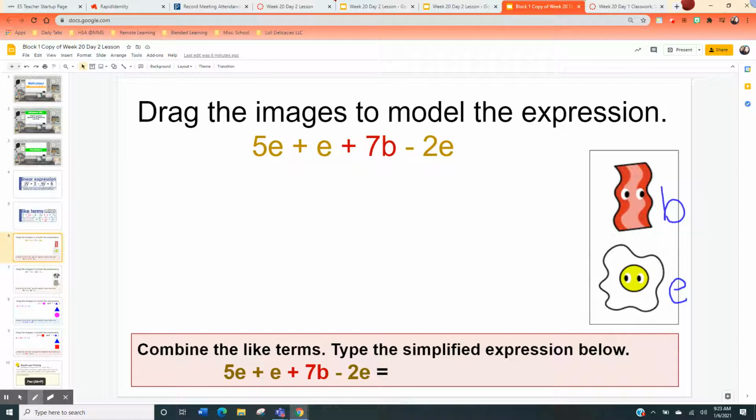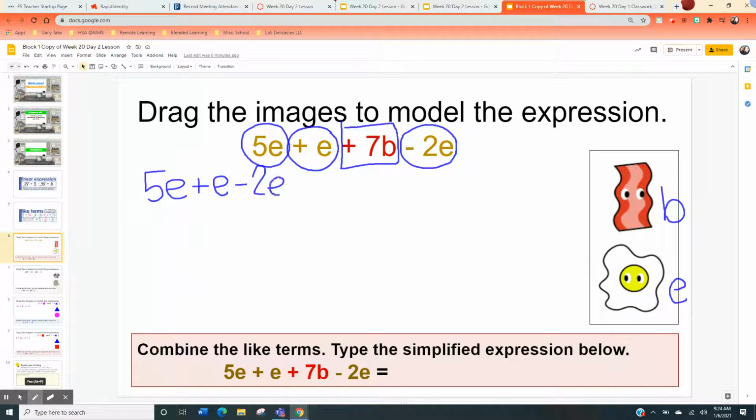So I have 5e plus e. Remember, I'm taking that sign in front of it. Minus e. And then I just have plus 7b. So I'm going to be taking 5e plus e minus 2e plus 7b. So now let me go ahead and model it with my pictures.